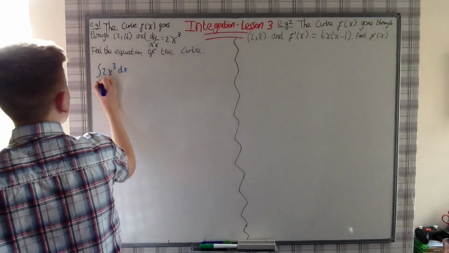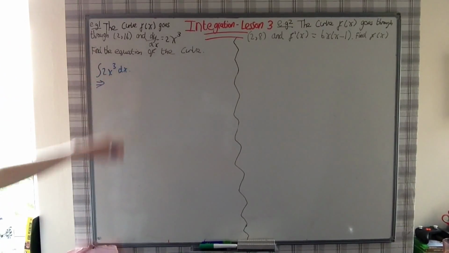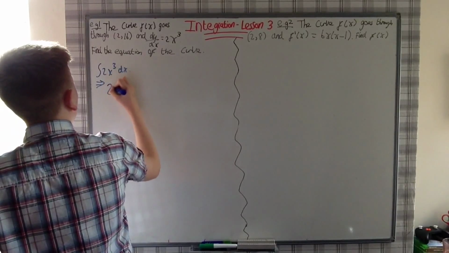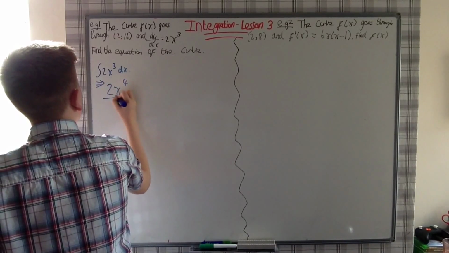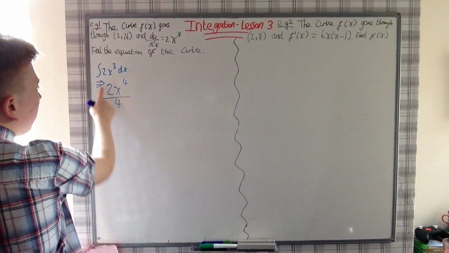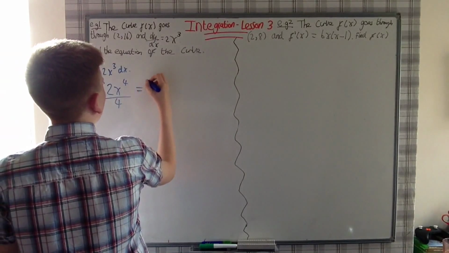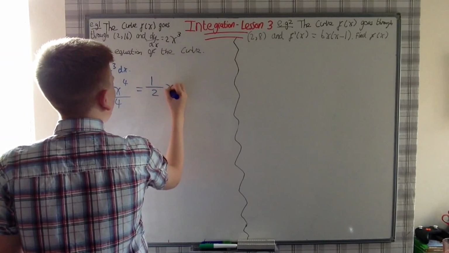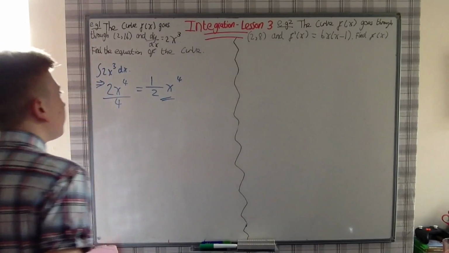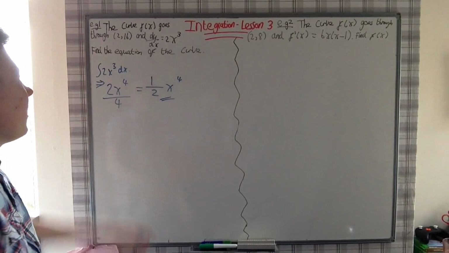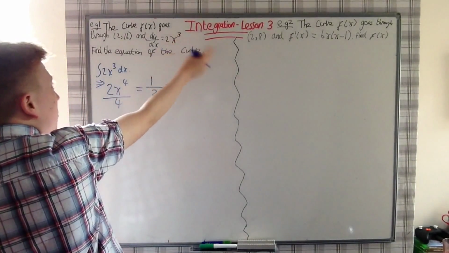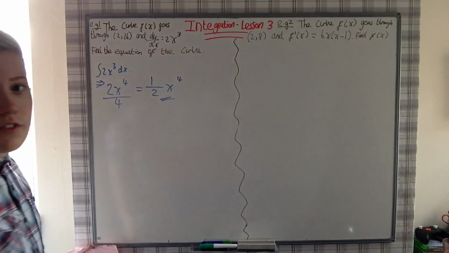So, 2x cubed becomes 2x to the power 4 divided by 4. And 2 divided by 4 we all should know is a half x to the power 4. So that's the equation of our curve. We've integrated the differentiated function, so we're back to the original equation of the curve.